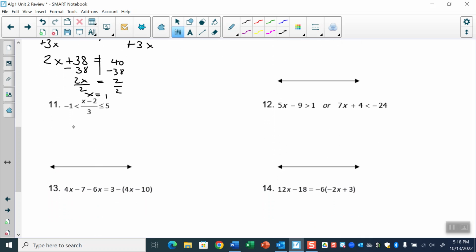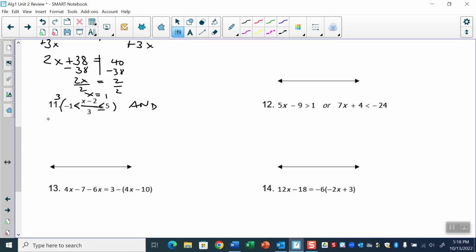So now I've got my inequalities here. This right here is going to be an "and," right? Because I've got my 2 less thans, and this is in the middle. So I want to get the x by itself. I've got this divided by 3, so that's the first thing I get rid of. I'm going to get rid of this fraction by multiplying everything by 3.